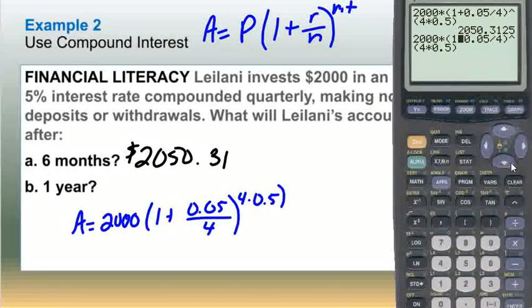Now if we're going to do the same thing but for 1 year, I hit second, enter. Instead of the 0.5, I'm going to put the 1. Hit enter, and you get $2,101.89.